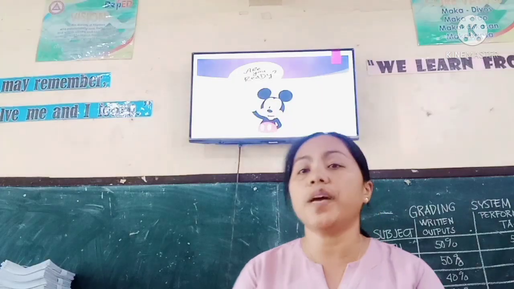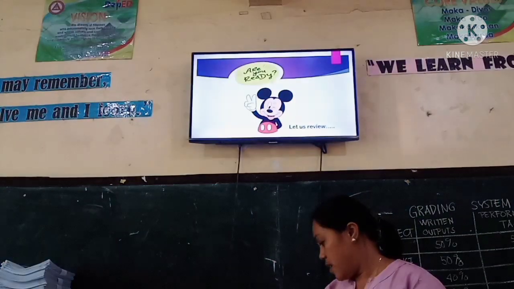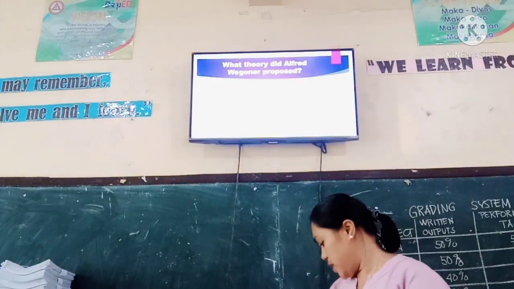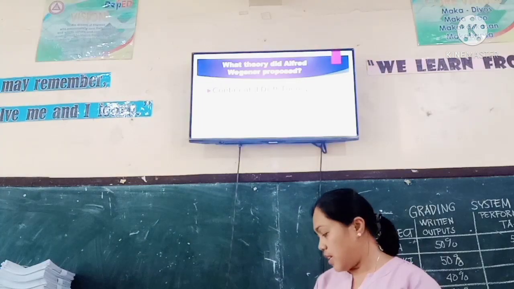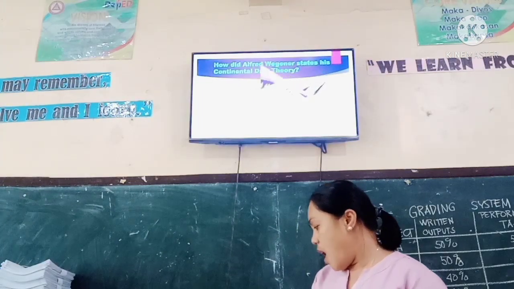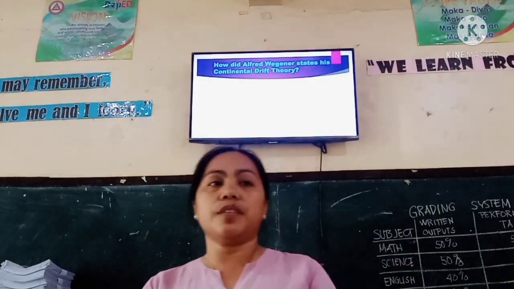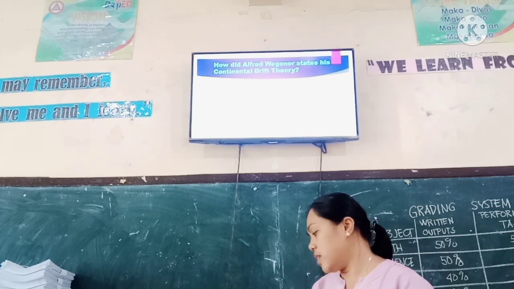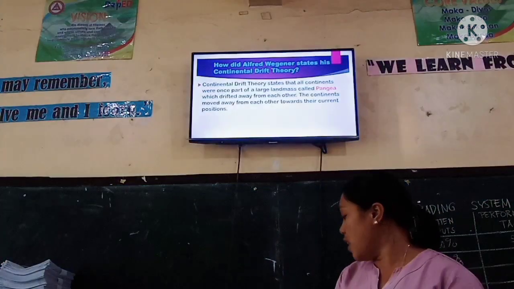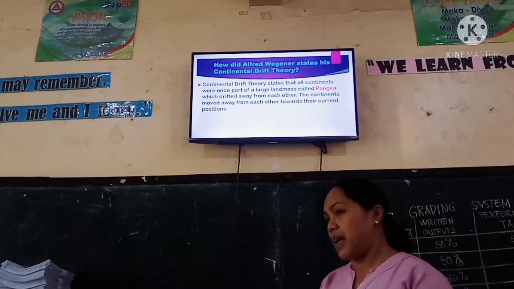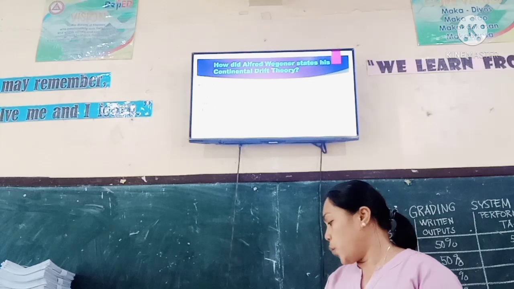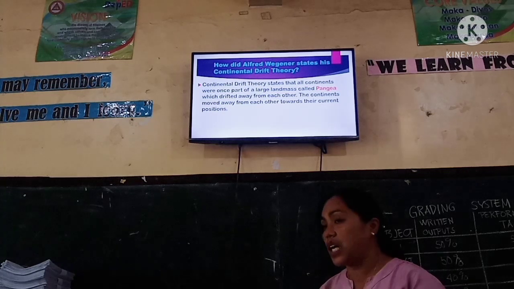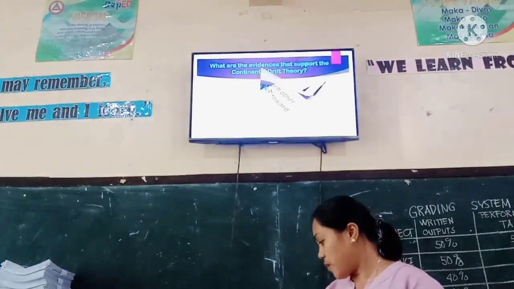Okay. Now, are you ready? So, let's have a review. What theory did Alfred Wegener propose? Alright, it is the continental drift theory. How did Alfred Wegener state his continental drift theory? Okay, very good. The continental drift theory states that all continents were once part of a large landmass, and he called this Pangaea, which drifted apart. The continents moved away from each other towards their current positions.